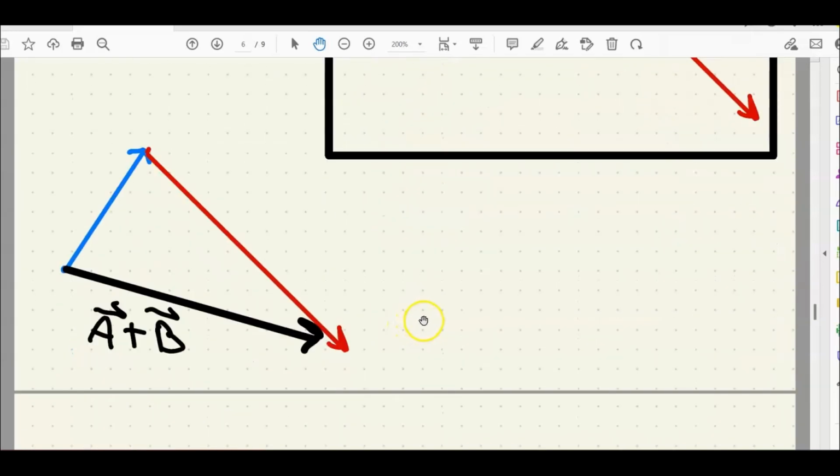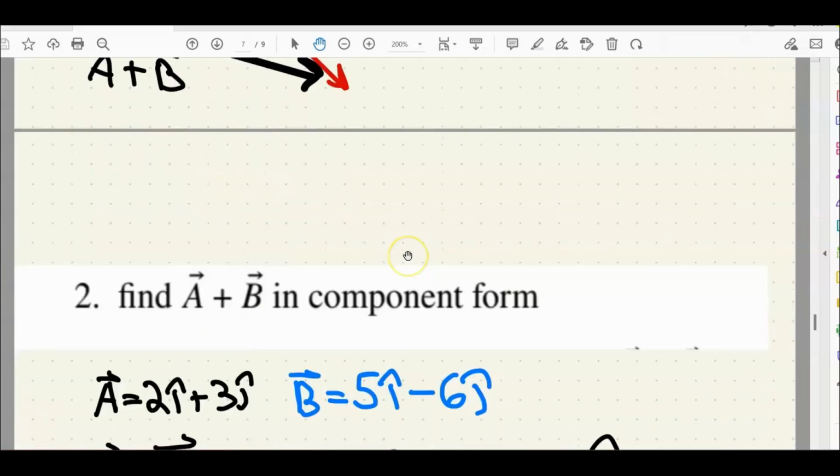Then you want to find a plus b graphically. So you first write down vector a, then you take vector b and you put the tail of vector b to the tip of vector a, and the resultant vector is this black arrow here, a plus b. That is the vector a plus b, adding them up graphically.